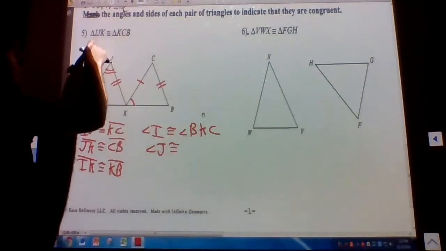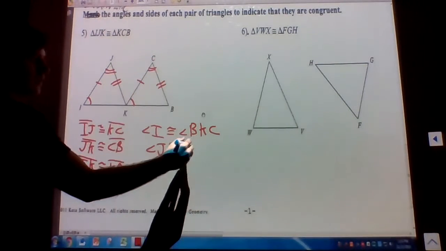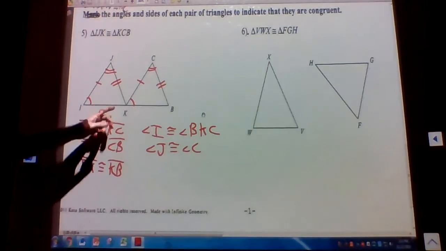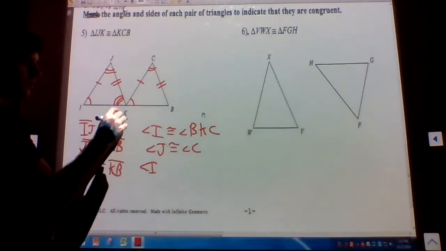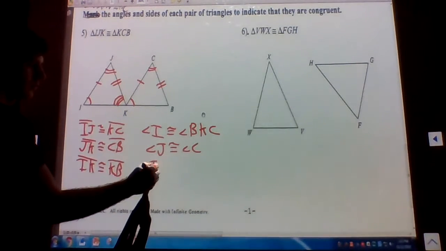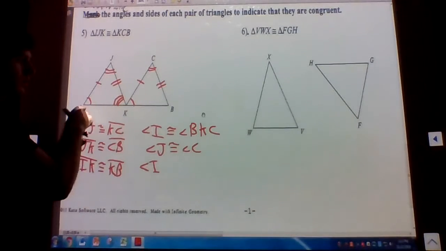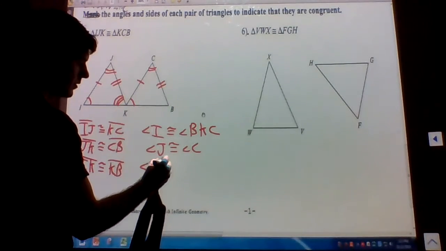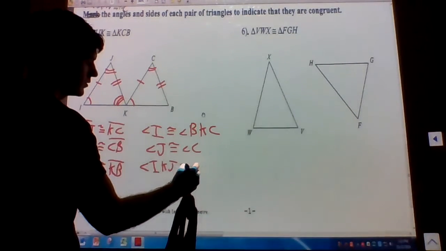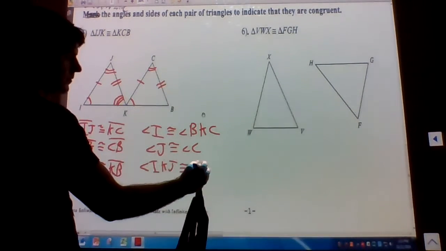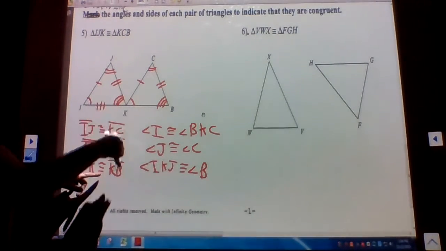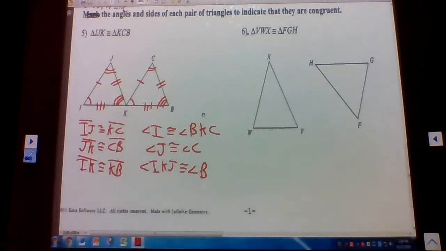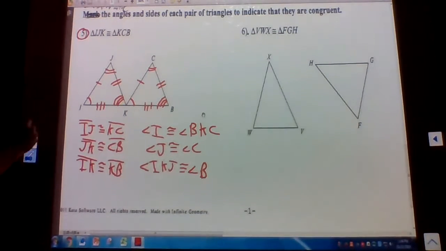Okay, what's congruent to angle J? Well, J corresponds with C, so we can put angle C. And our last angle here is angle IKJ. Again, we can't name it K because there are multiple Ks, so we have to use 3 letters, and K is the vertex, so it's in the middle. So IKJ is congruent to angle B. We didn't put our hash marks here. IK was congruent to KB. Okay, so there's our 3 pairs of congruent angles and 3 pairs of congruent sides.